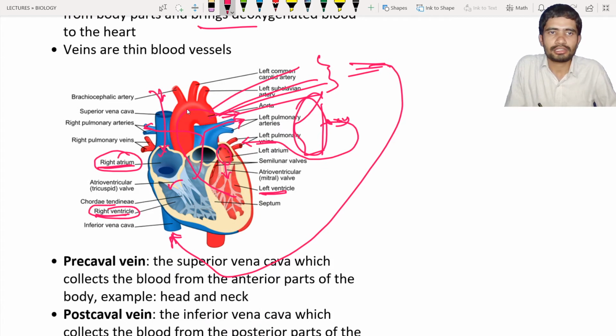Okay, and also we can see that the veins are thin blood vessels. Why do the veins have thin blood vessels? Because the veins do not have to withstand higher pressure. There is no higher pressure in the veins, so as a result their walls will be less thick.